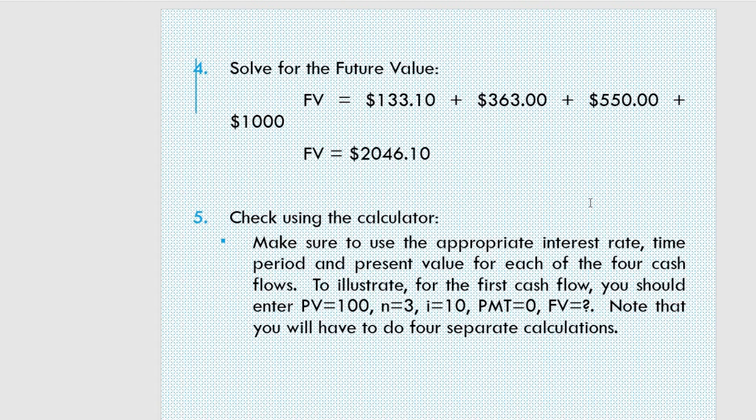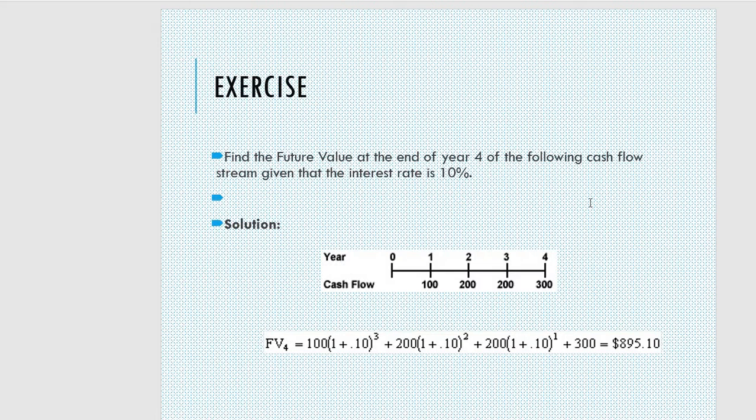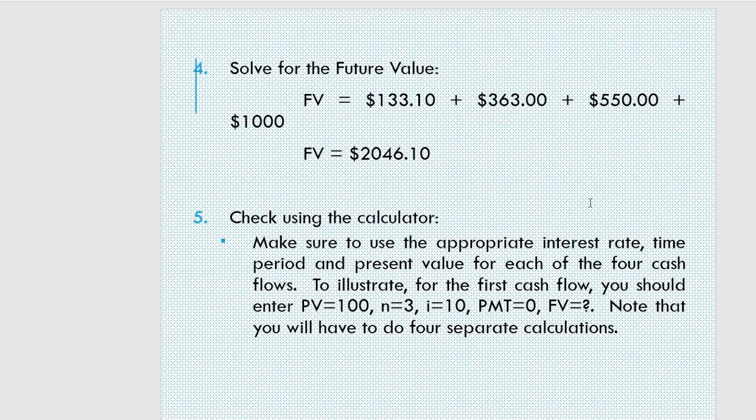Now, if you are making use of a financial calculator to find that, make sure to use the appropriate interest rate, time period, and present value for each of the 4 cash flows. To illustrate, for the first cash flow, you should enter the PV is 100, N is equal to 3, I is equal to 10, payment is equal to 0, FV is equal to what? Now the FV will just come out.